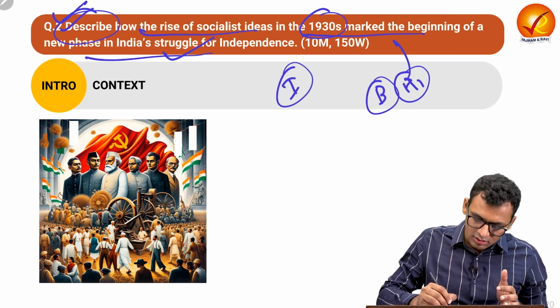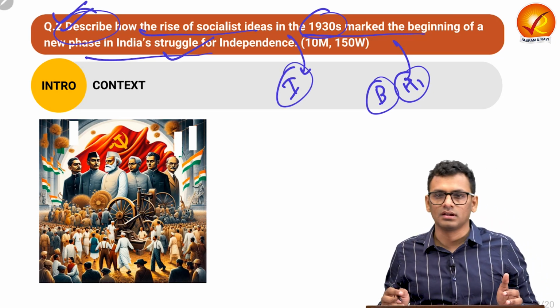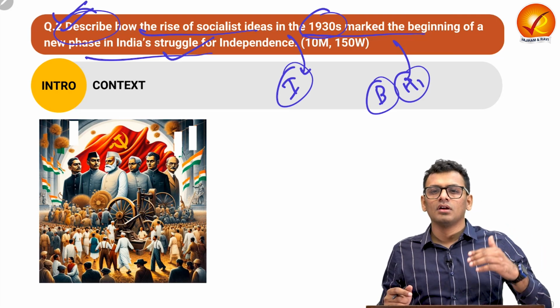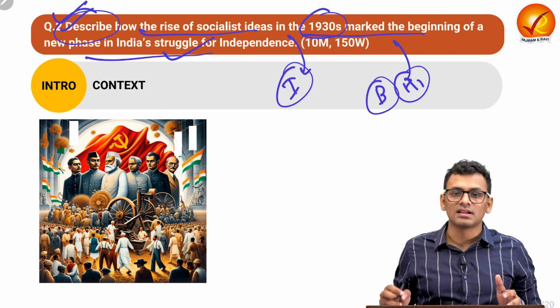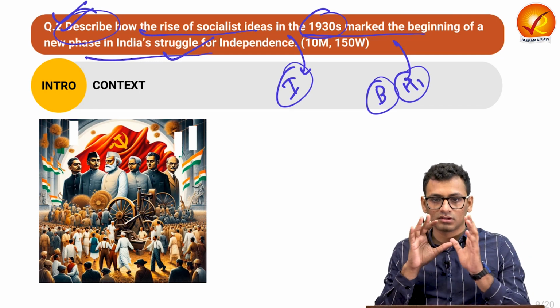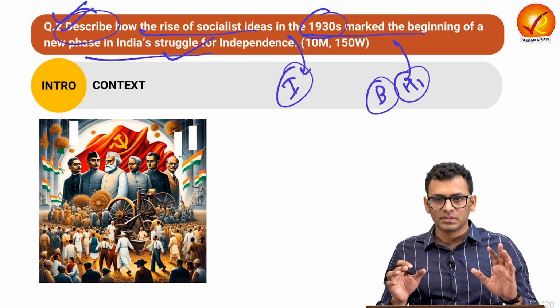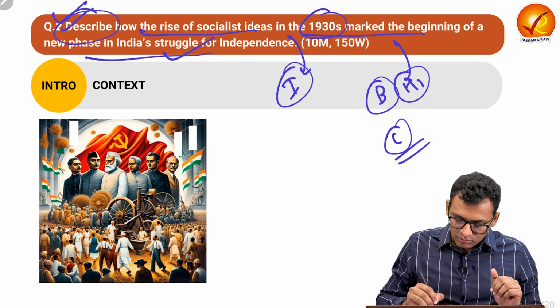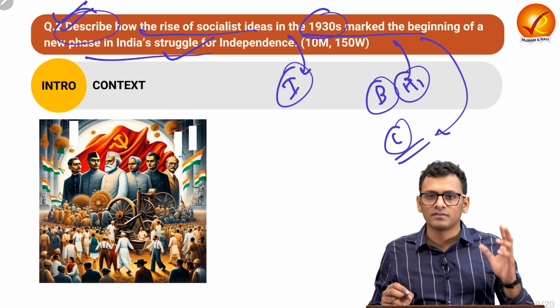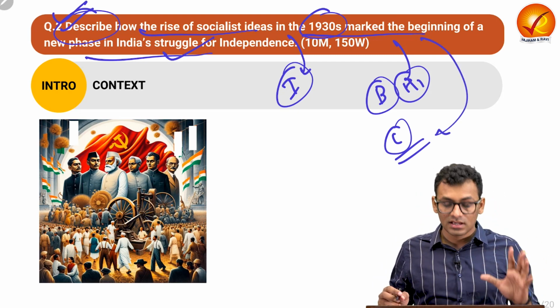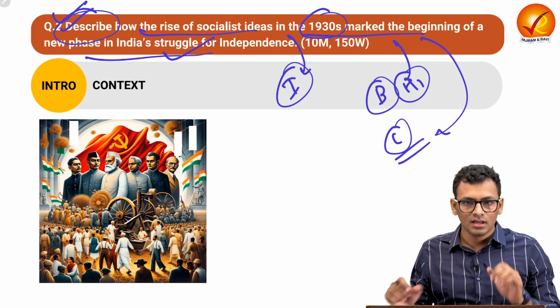In the introduction, you can provide context over here, as in why there was a need for such kind of socialist ideas and how exactly those ideas came into the picture. In the conclusion, you can give out the significance of the rise of socialist ideas. So that is how you will structure. Let us start with the introduction.